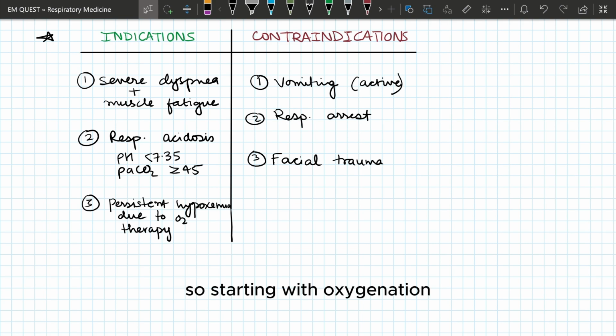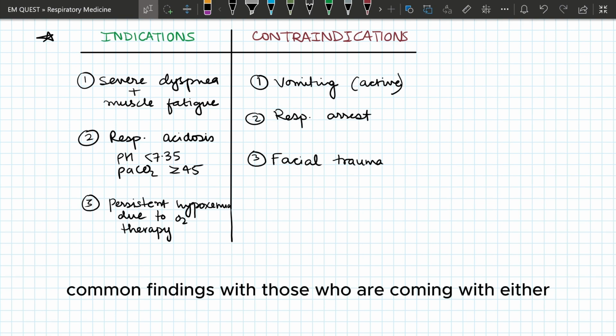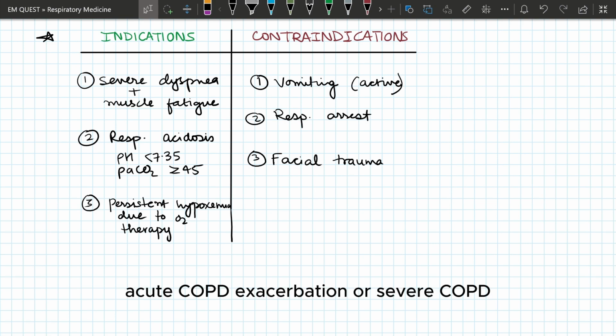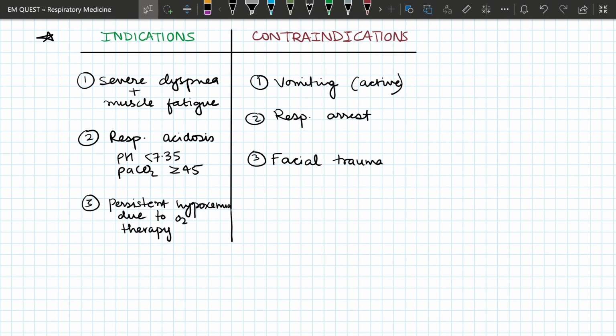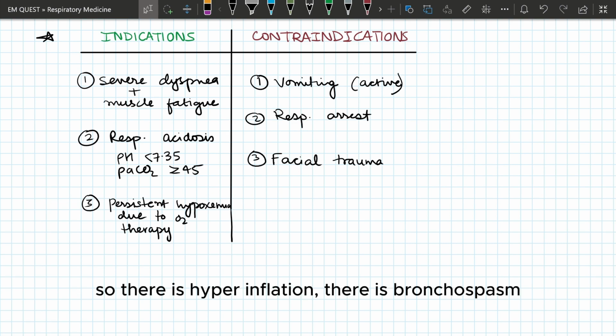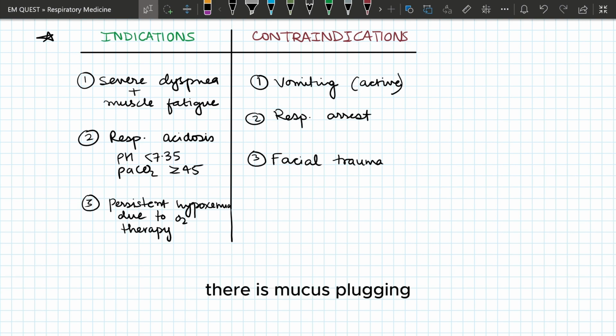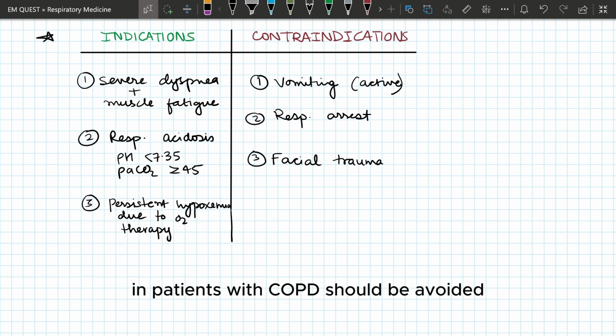So starting with oxygenation, we know that hypoxemia is a very common finding in those who are coming with either acute COPD exacerbation or severe COPD. What precipitates hypoxemia is actually multifactorial. So there is hyperinflation, there is bronchospasm, there is mucus plugging, there is alveolar infiltration. Both hypoxemia and hyperoxemia in patients with COPD should be avoided.